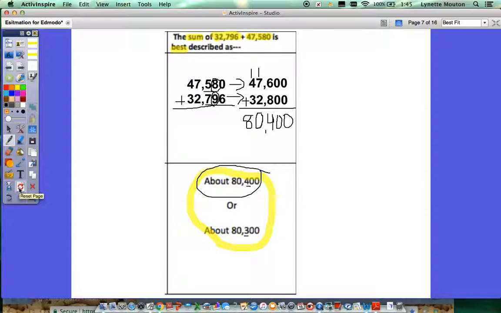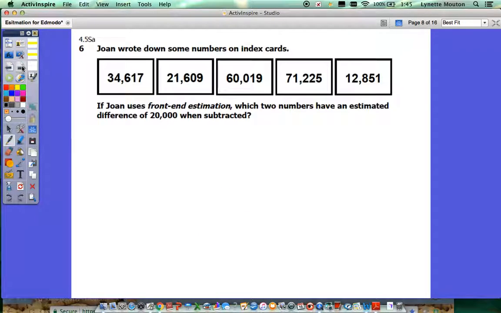It's going to take some time for you to really look at each of these questions and decide which strategy they're using to solve it, or which strategy you should use to solve it. Going on to the next problem. This is where it gets a little tricky.